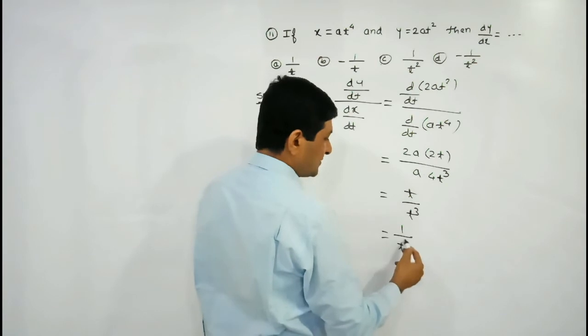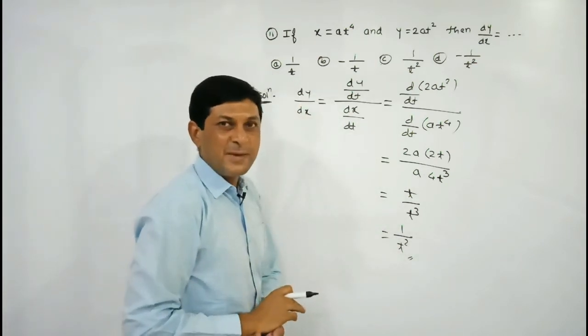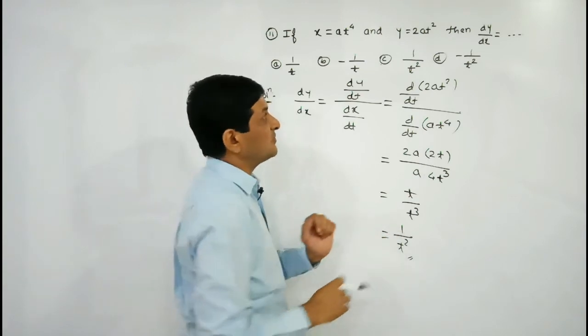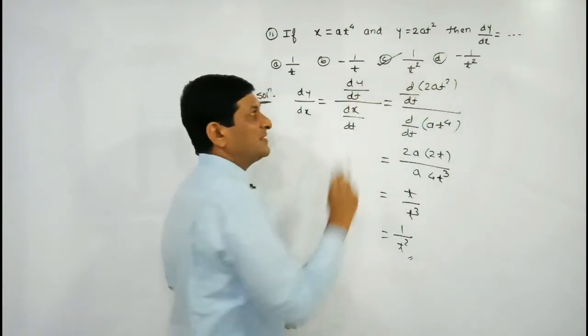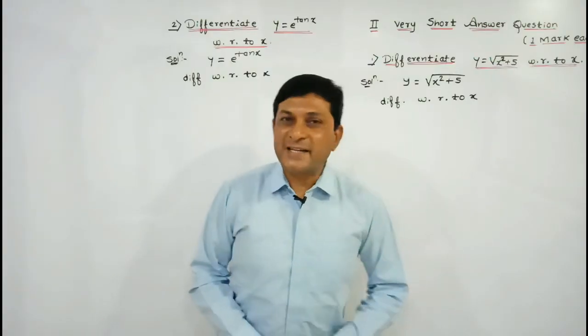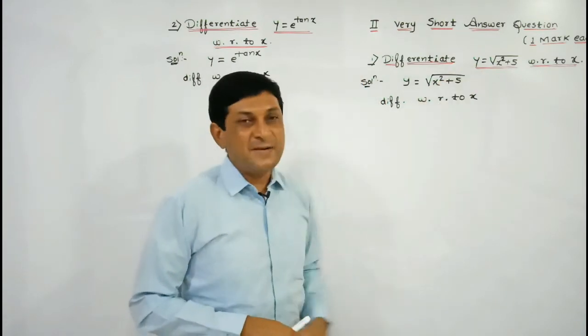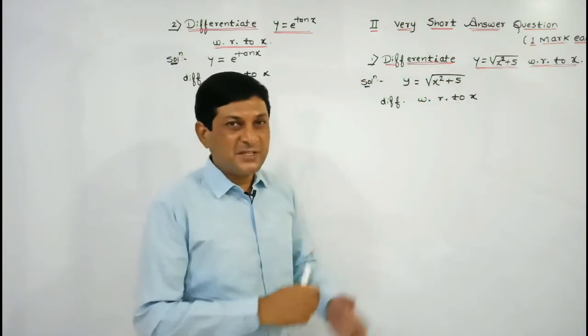1 upon t square. Means in this way we have got the value of derivative dy by dx is equal to 1 upon t square. So 1 upon t square will be the required differentiation. Now see the second part of this question bank, means such questions which can be asked for 1 mark. So let us begin with the first question.